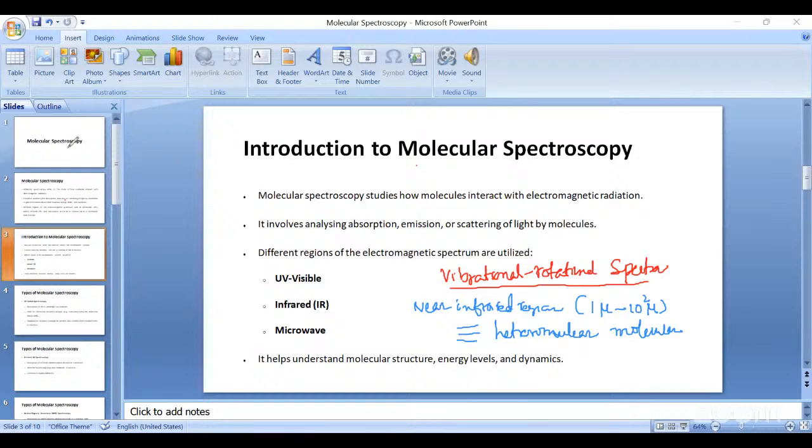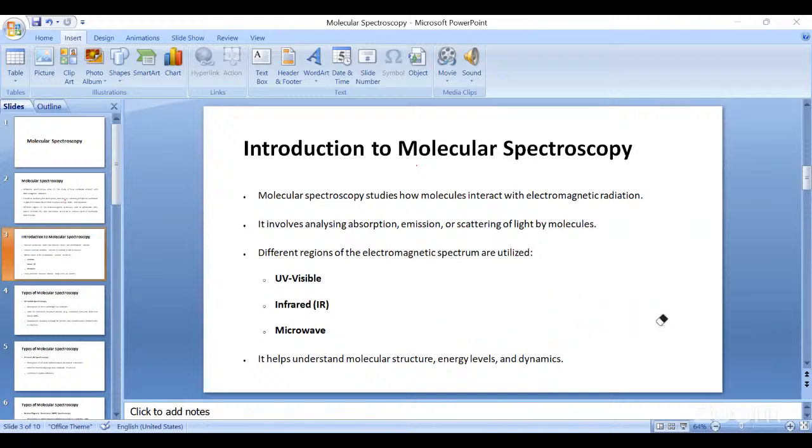Next, we'll move to another type of molecular spectra we have, that is pure rotational spectra. So we'll discuss this pure rotational spectra. In the case of pure rotational spectra, this spectra is going to be observed in absorption only.